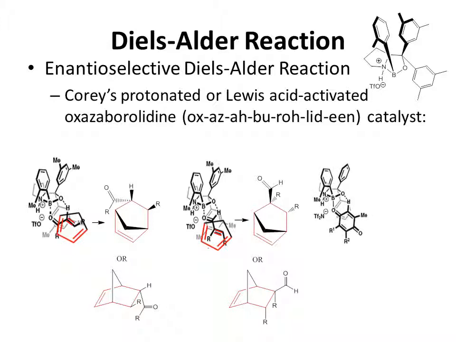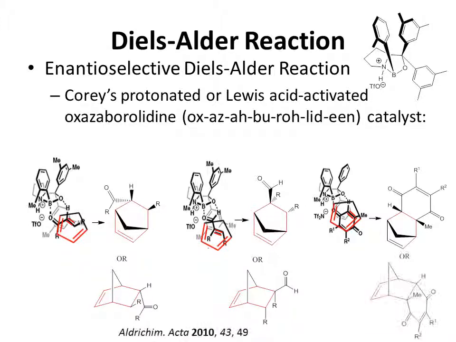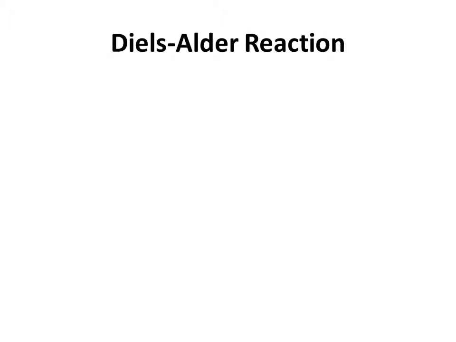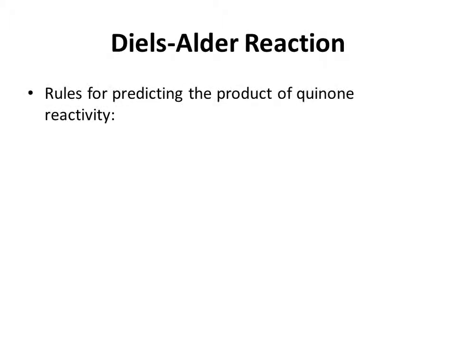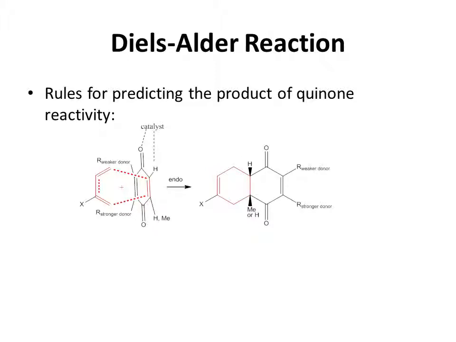And in the final case, if a quinone is bound to the catalyst, again only the top face is available, and the diene reacts at the least sterically hindered dienophile, or carbon-carbon double bond, to produce mostly one enantiomer of the endo adduct. Here are some rules for predicting the reactivity of quinones toward Corey's oxazaborolidine catalyst.